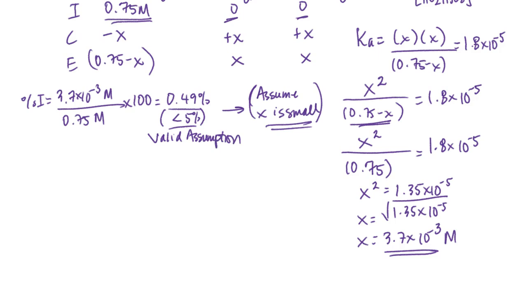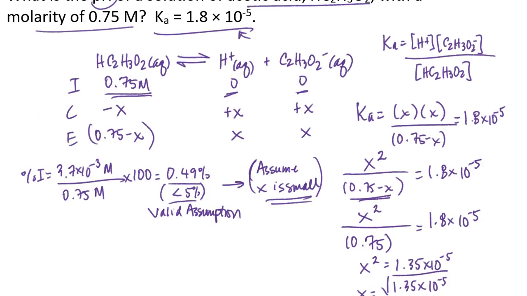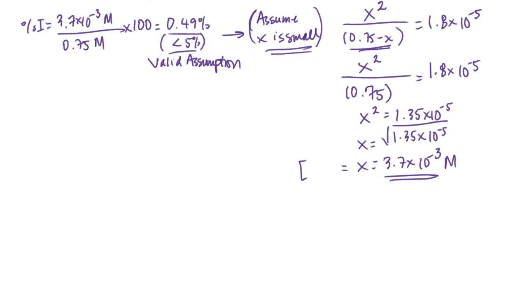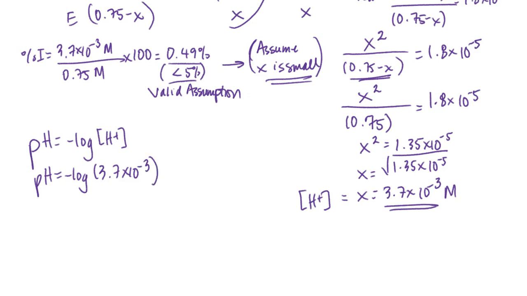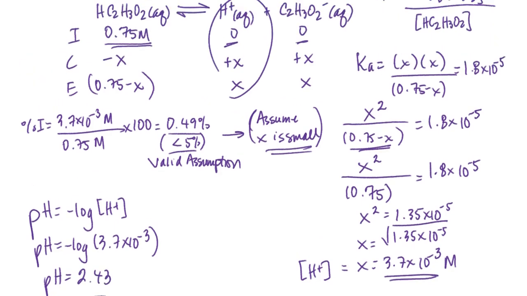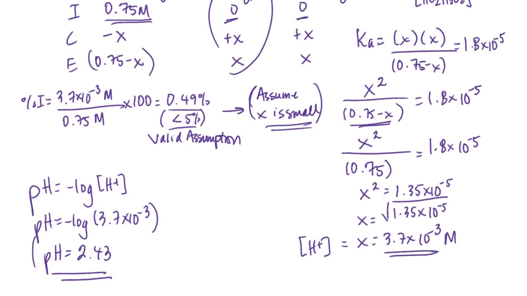And we could consider this x value to actually be our concentration of our hydrogen ion. So that means that if I just want to calculate the pH, all I need is the negative log of the hydrogen ion concentration. So for us, that would be the negative log of 3.7 times 10 to the negative third. If I go ahead and do that math, then I get 2.43 as my pH of this 0.75 molar solution of acetic acid.